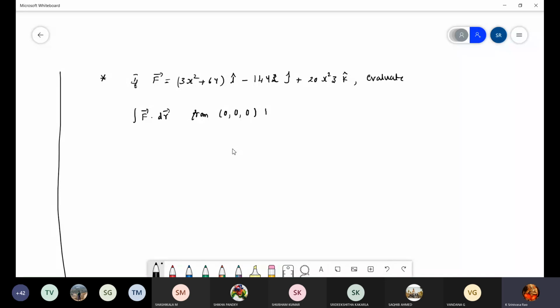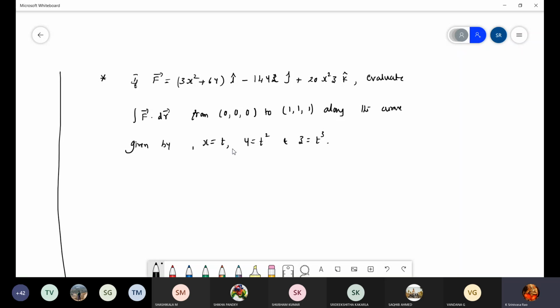from 0, 0, 0 to 1, 1, 1 along the curve given by x equals t, y equals t square and z equals t cube. Okay, it is given x equals t, y equals t square and z equals t cube.